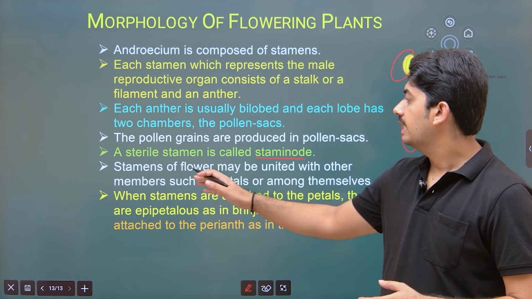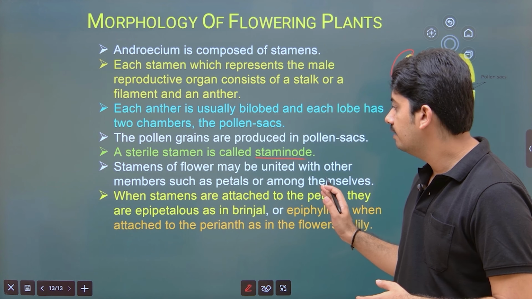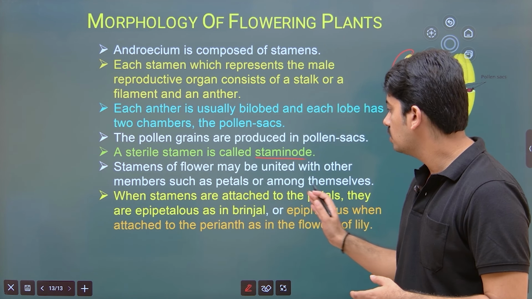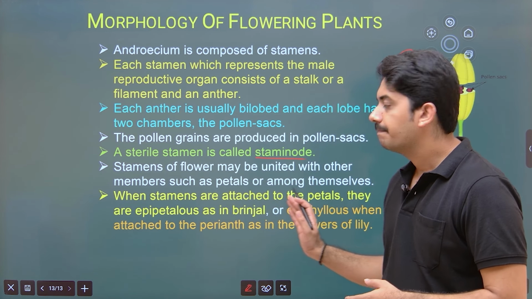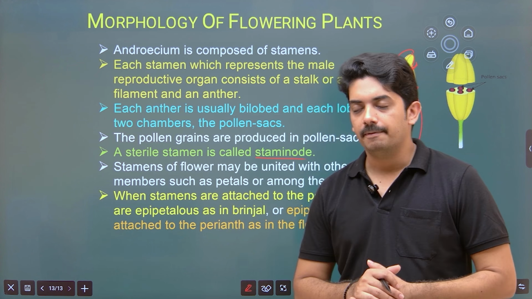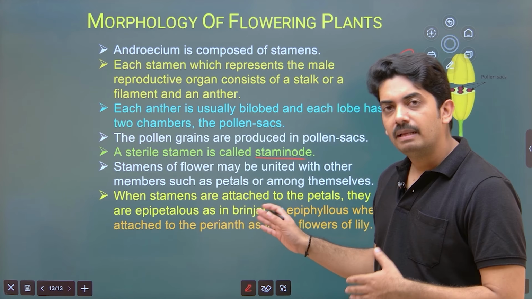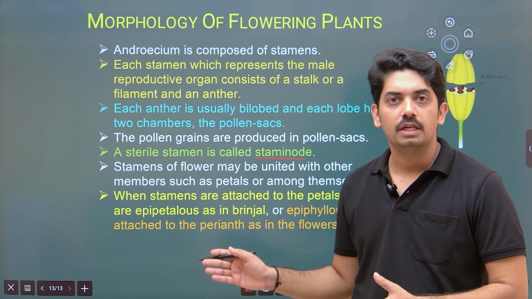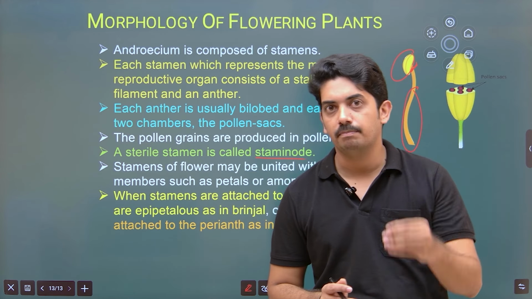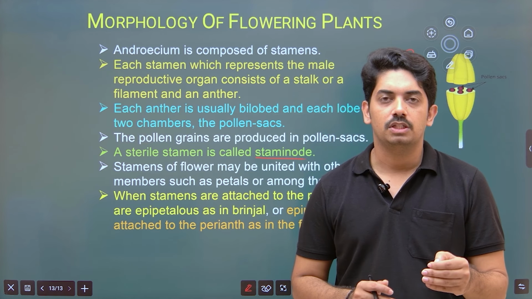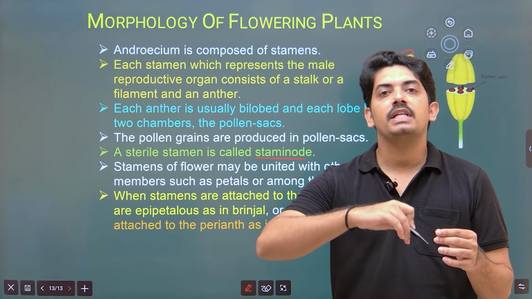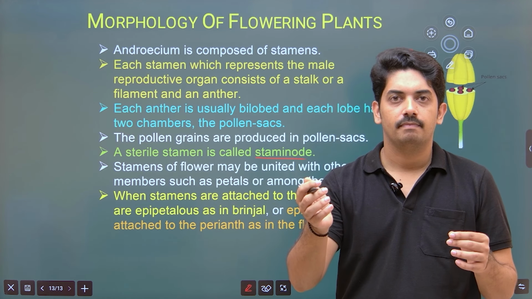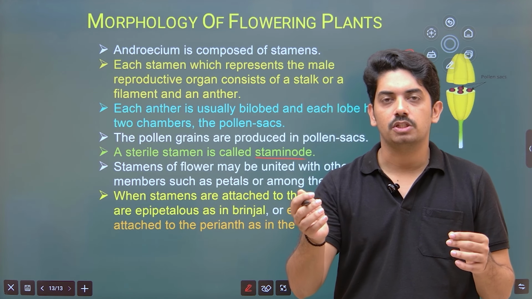Okay. Stamens of the flower may be united with other members such as petals, or among themselves. Then we can say polypetalous condition, epipetalous condition and epiphyllous condition. See, this is very important. Epipetalous condition: stamen is originating from the petal. Okay, that is epipetalous condition.